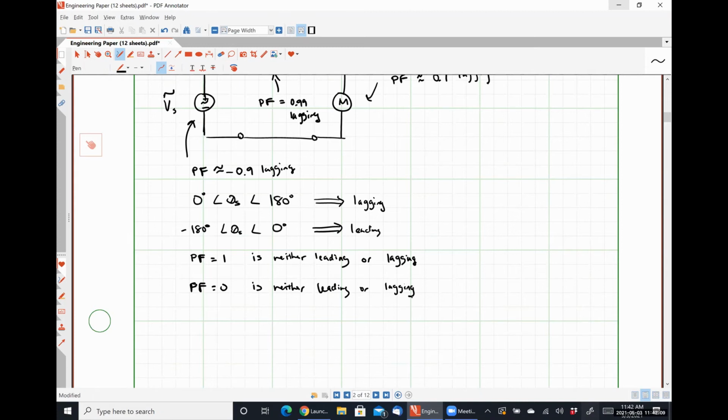Yes? Why is it called lagging and leading? Okay. So lagging and leading has to do with the phase of the current with respect to the phase of the voltage. So for a lagging power factor, the current lags the voltage. And for a leading power factor, the current leads the voltage. Okay. For power factor measurements, it's always current with respect to the voltage.